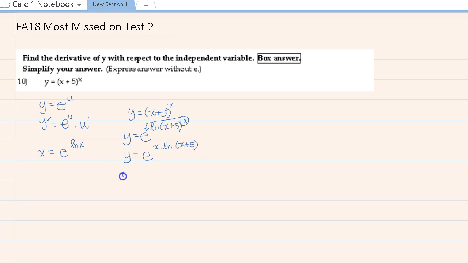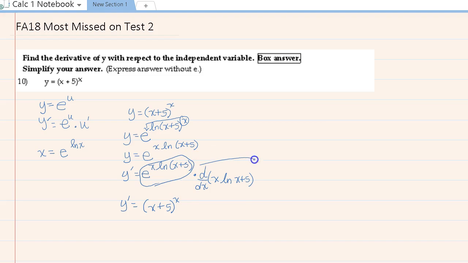Now we're going to take our derivative, y prime, and realize that we have e to the u, so we're just going to rewrite that e to the u. And then we have to multiply it times the derivative with respect to x. We've got to get our u prime of x natural log of x plus 5. And really truly our final answer is going to be y prime. Remember that this part right here represents our original problem of (x plus 5) to the exponent of x.